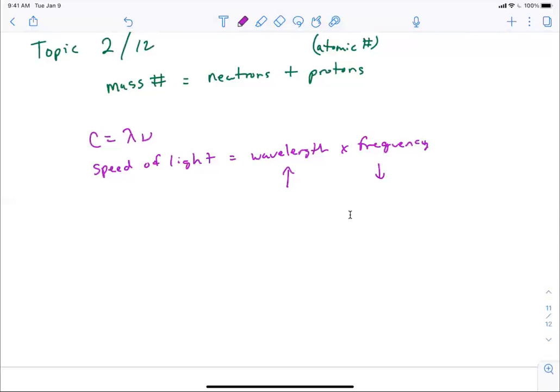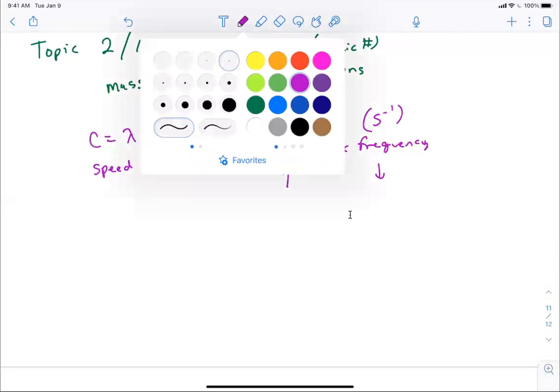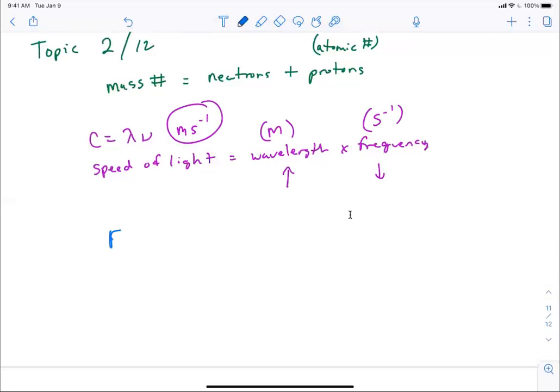And for SL, you may have to calculate this and know that wavelength is in meters and frequency is in seconds to the -1 if you're going to plug it into this equation. Because speed of light is meters per second, not meters per second squared. So it's about units. You also need to know that energy equals h nu.